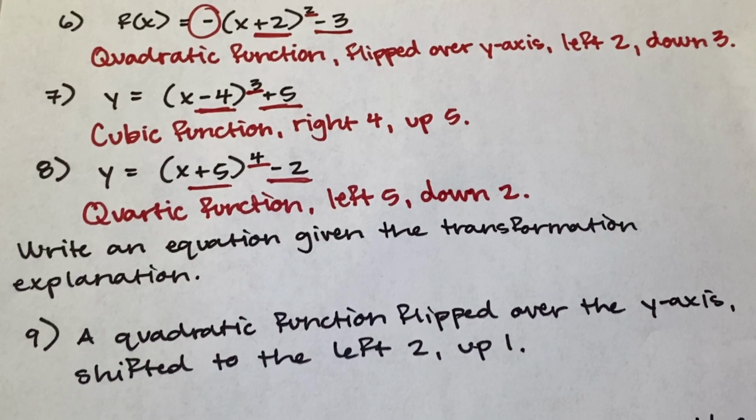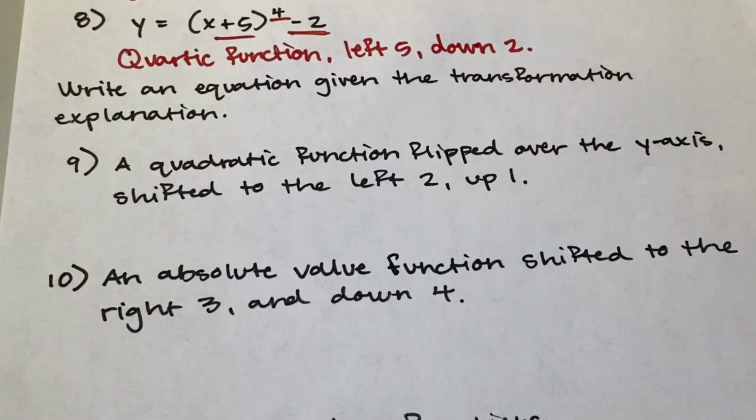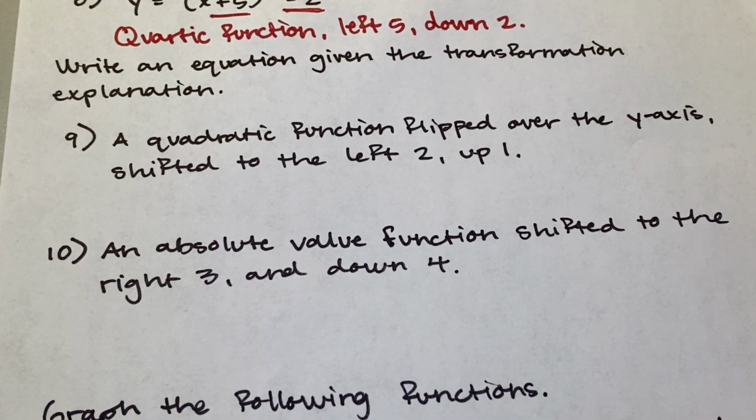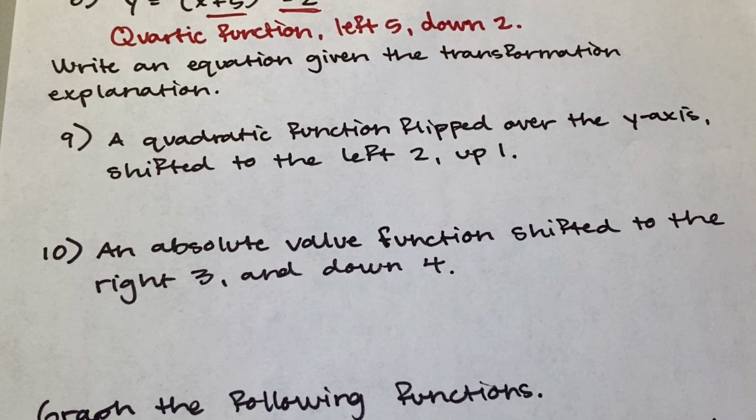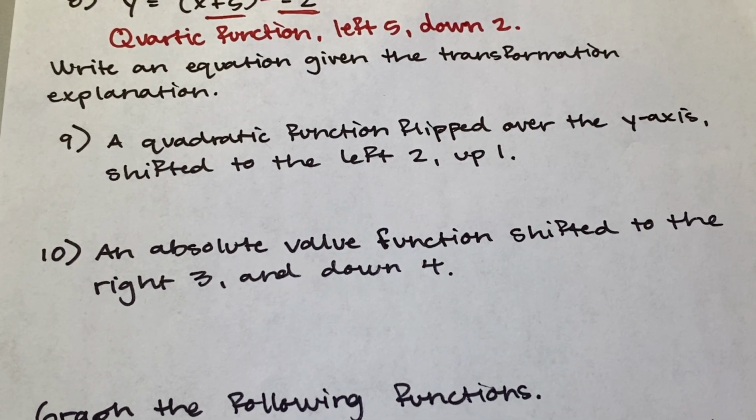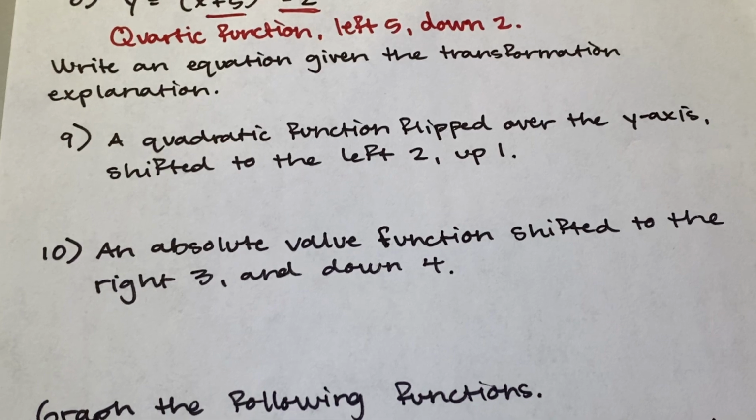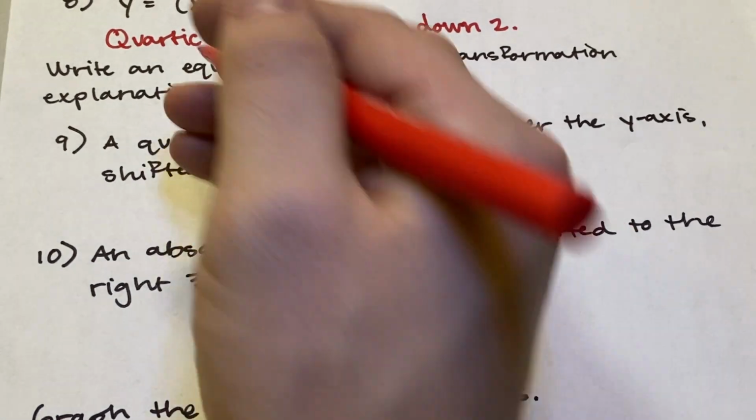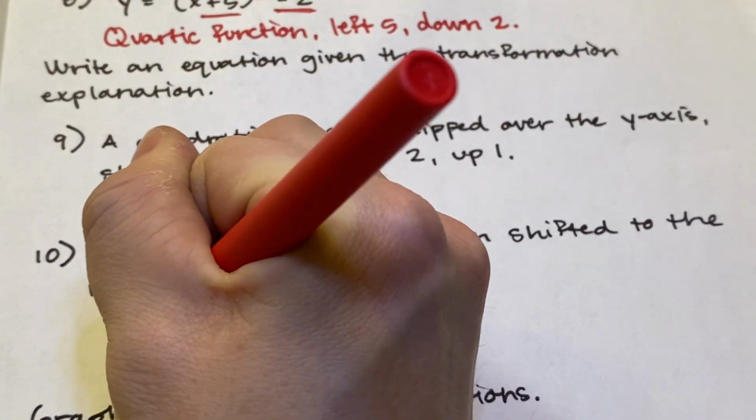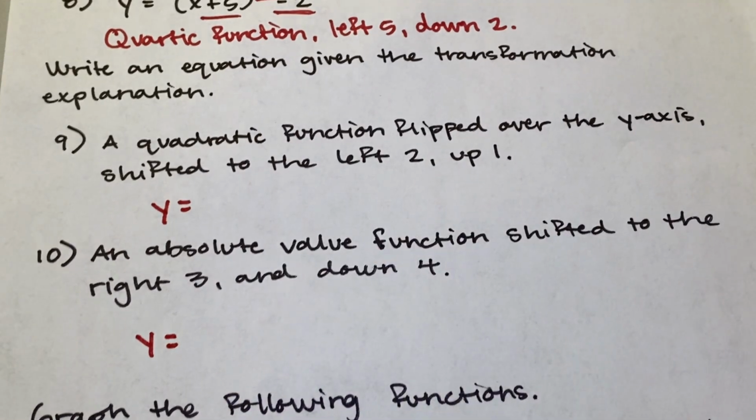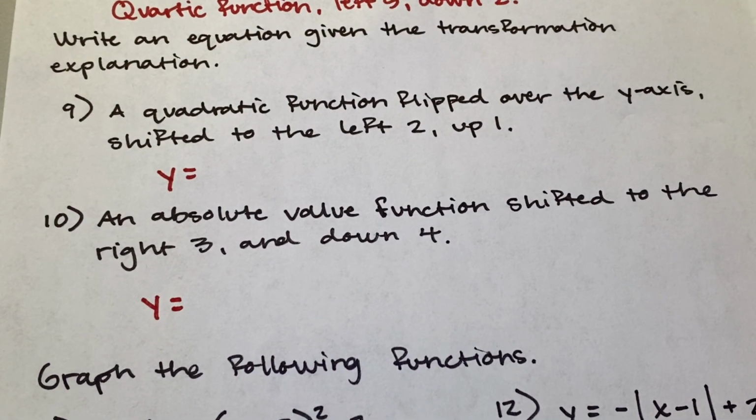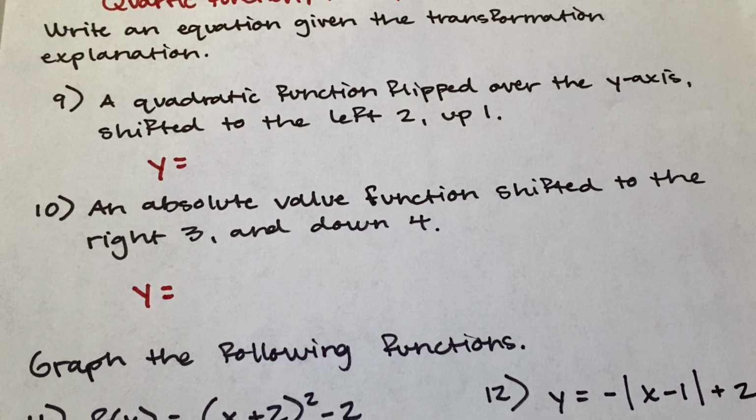to these functions. Okay, now we're going backwards, just like on our starter. Now it's asking us to write an equation given the transformation explanation. So you're going to have to do this on your review and on your test. The easy part is you can always start every equation with y equals, or f of x, doesn't really matter.